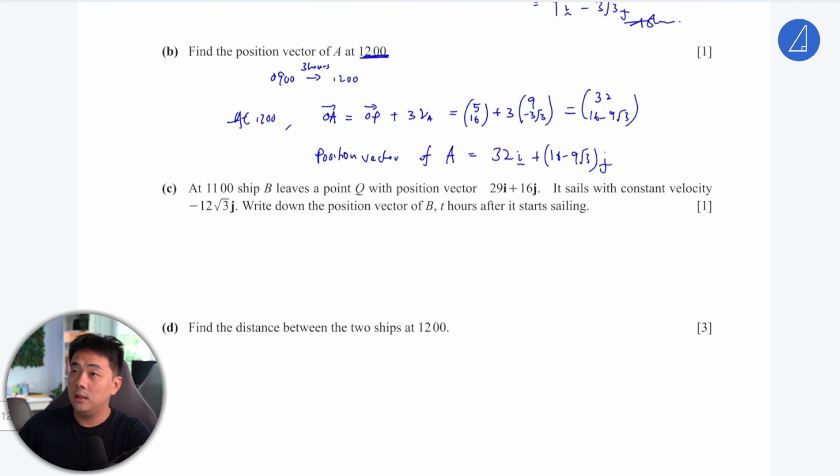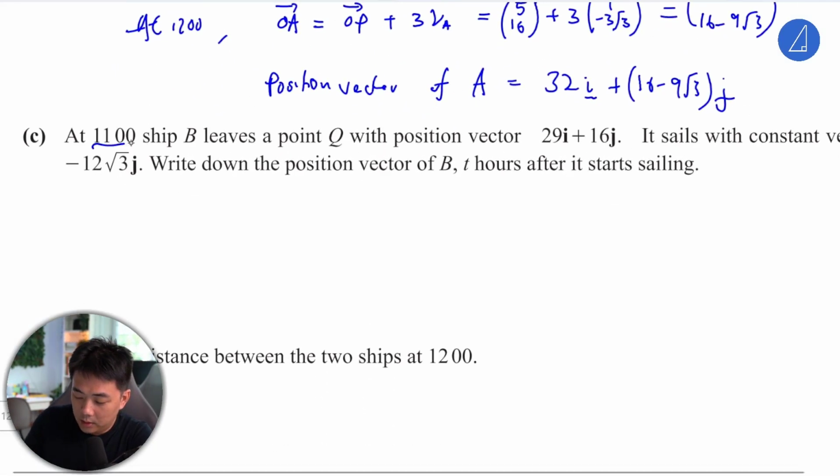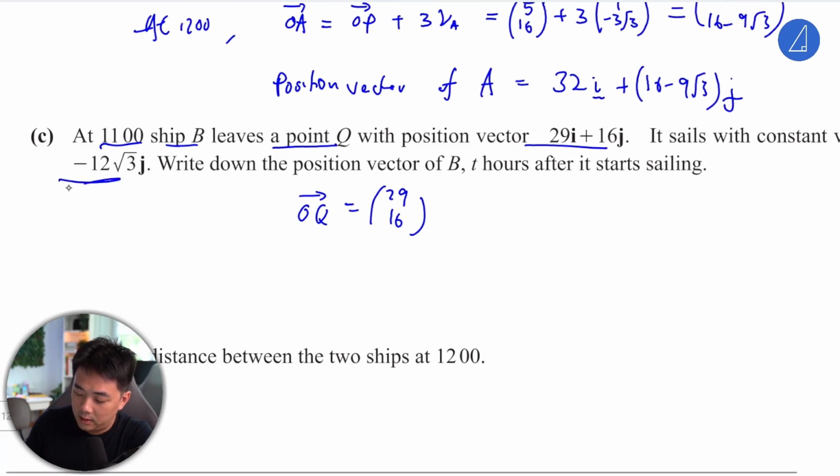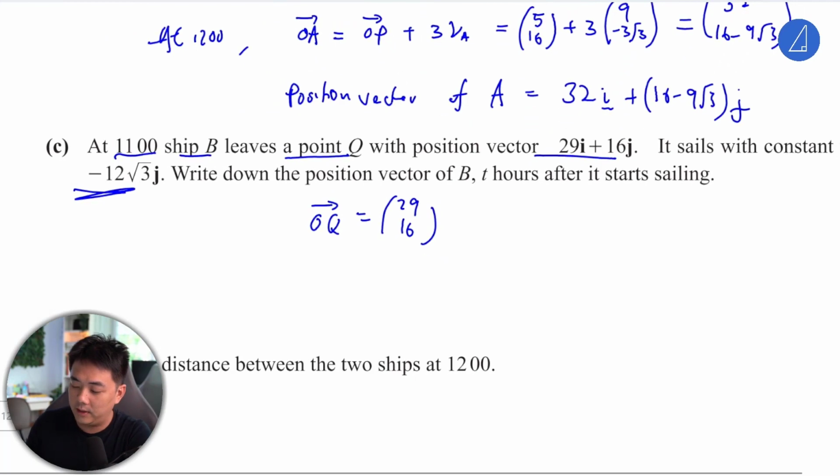Let's look at part C. At 11 a.m., ship B leaves point Q with position vector 29i plus 16j. So OQ is 29i plus 16j. It sails with a constant velocity of this. Write down the position vector of B t hours after it starts sailing.